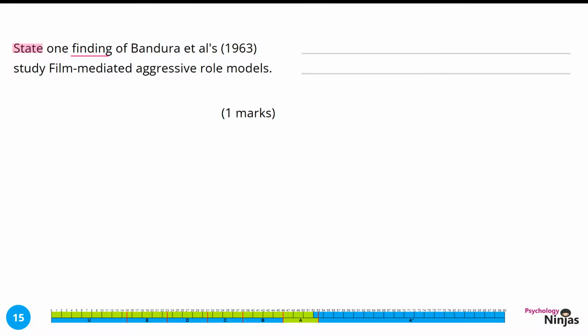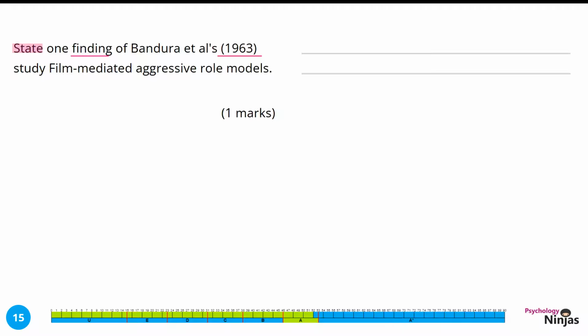Secondly, this question focuses on Bandura's 1963 study, and so it would need to be specific to that study and the conditions within it. Given that they've given us the title of the study, just talking about film-mediated role models wouldn't be sufficient to show our knowledge of this particular variation.